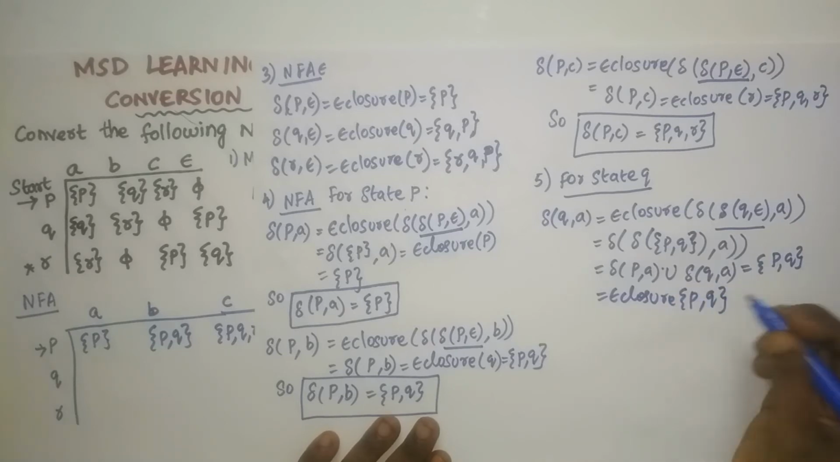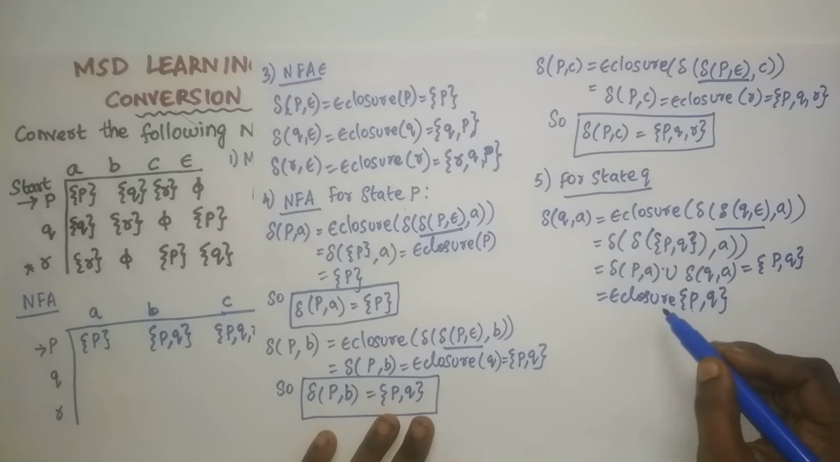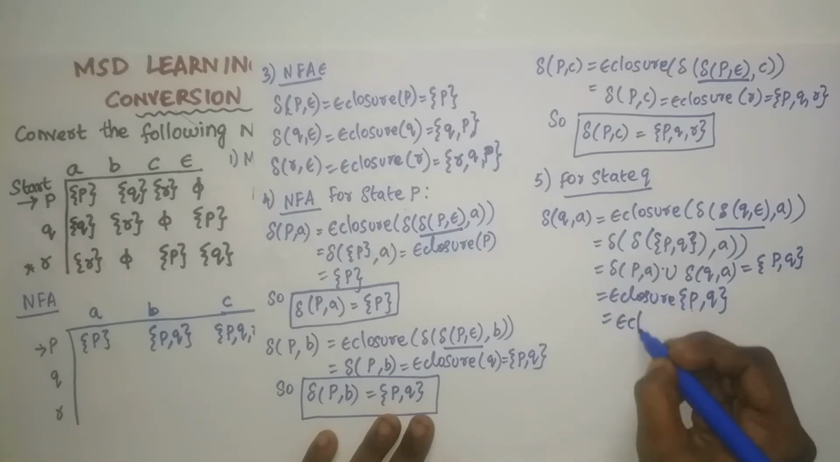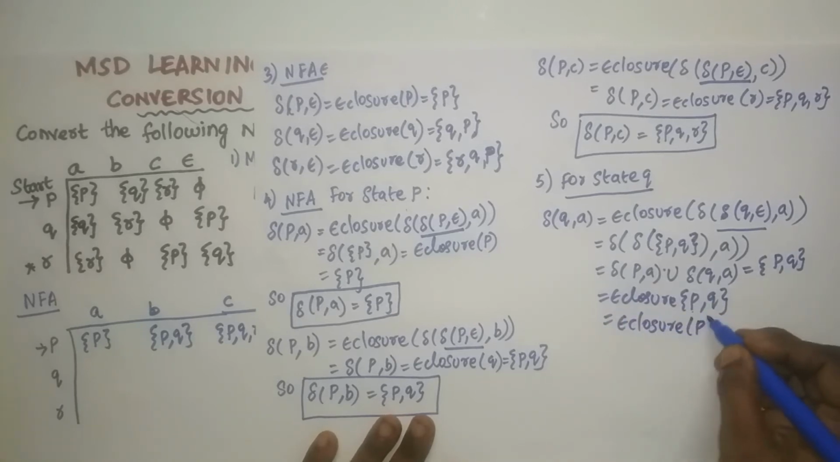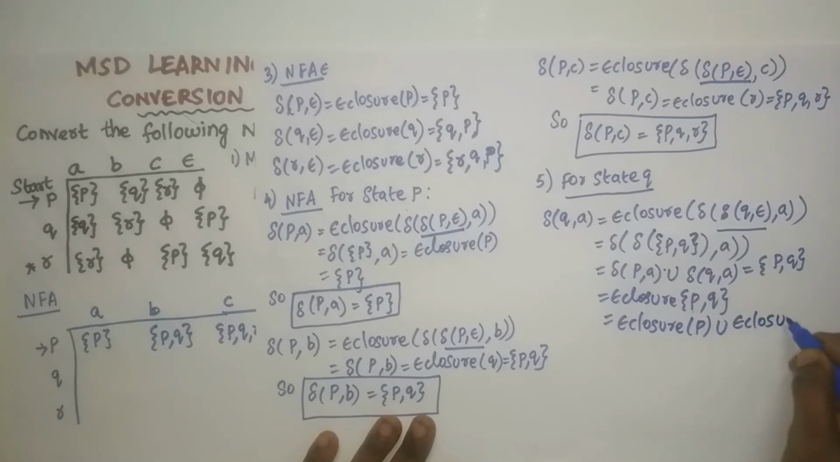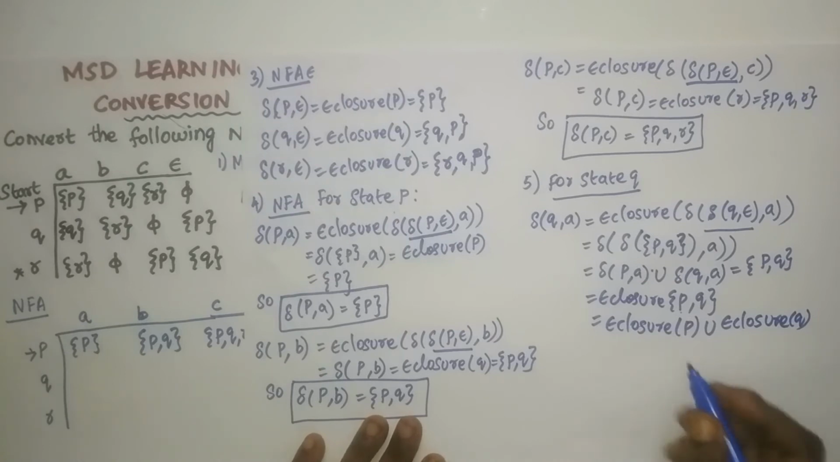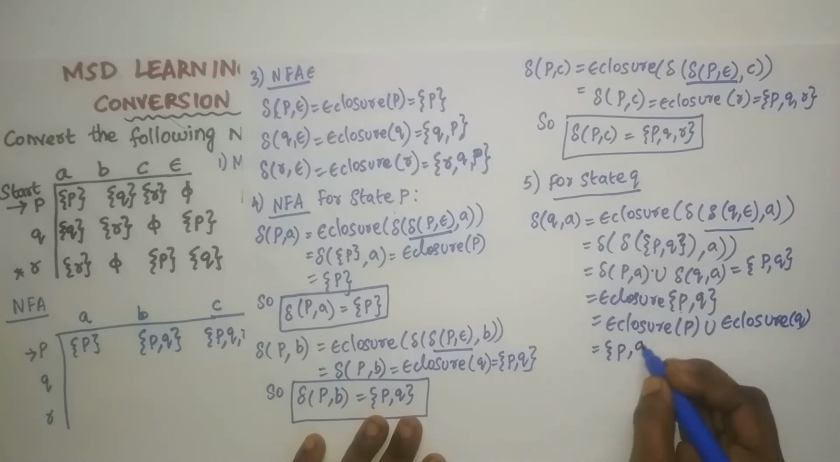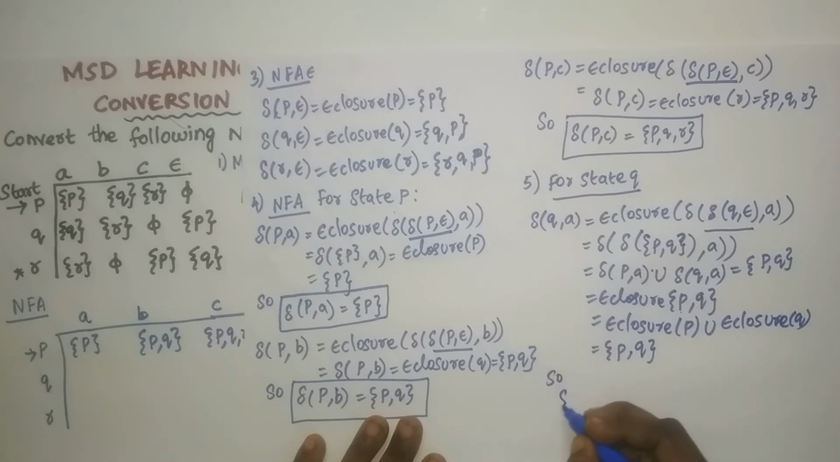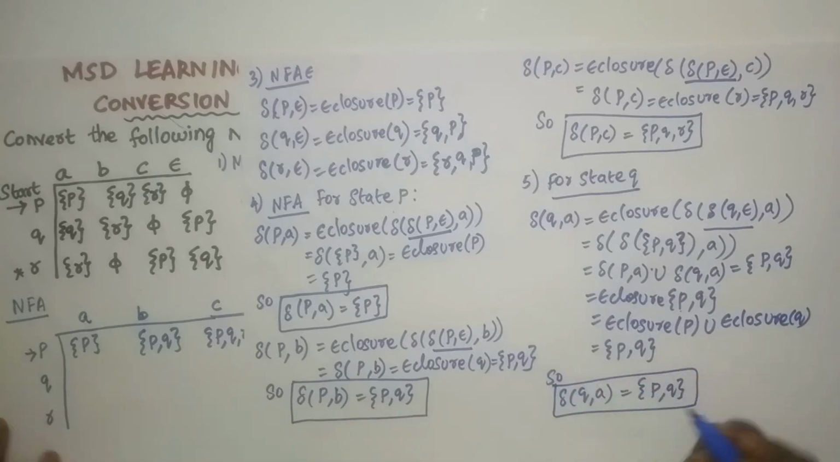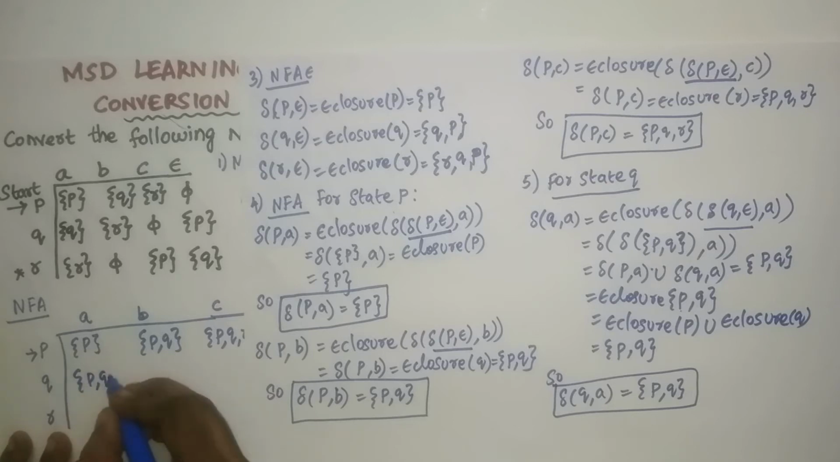Epsilon closure of {P, Q} is nothing but epsilon closure of P union epsilon closure of Q. Epsilon closure of P is P, epsilon closure of Q is {P, Q}. So it is again {P, Q}. So δ'(Q, A) will be equal to {P, Q}. I think you understand. So similarly you need to find for (Q, B).